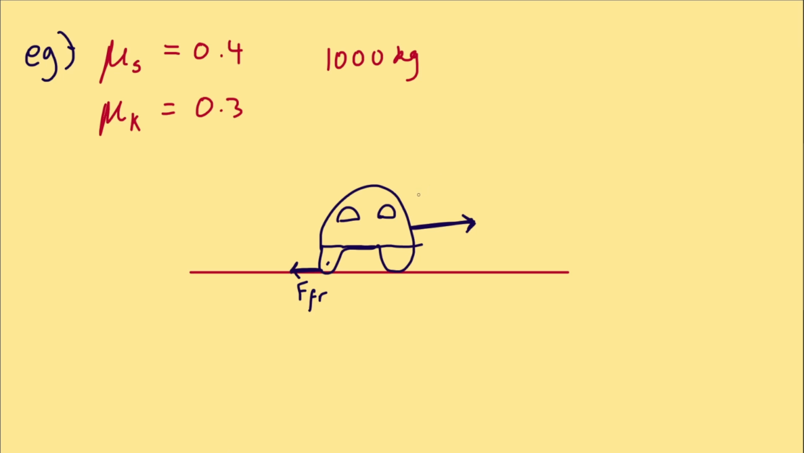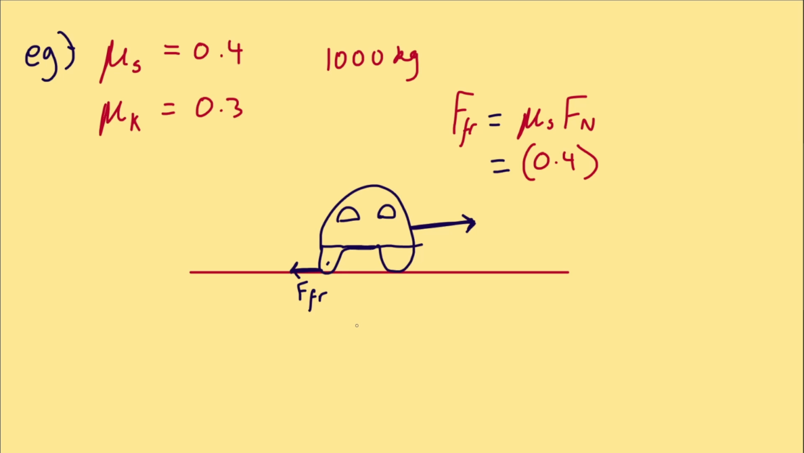So let's start with finding the maximum static friction, which is the coefficient of static friction times Fn, right? And that's equal to Ffr. This is what we were looking at earlier. This is equal to 0.4 times the normal force. What's the normal force?